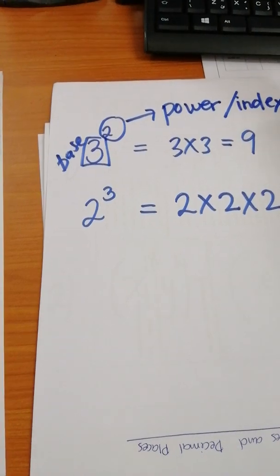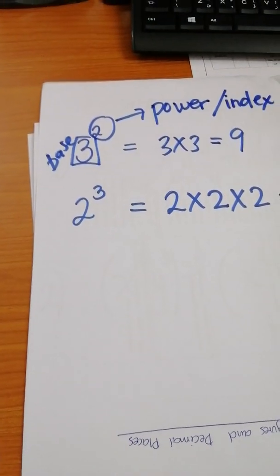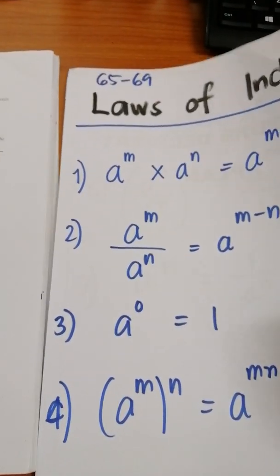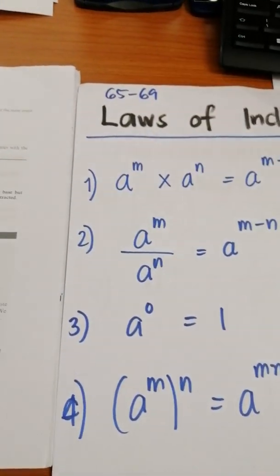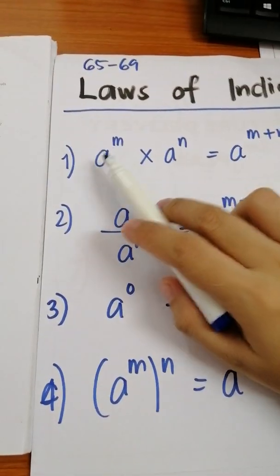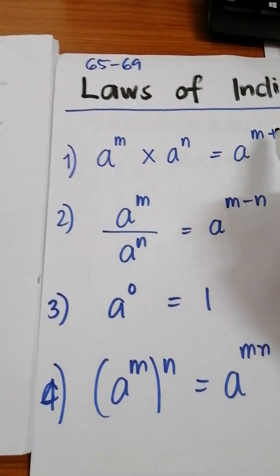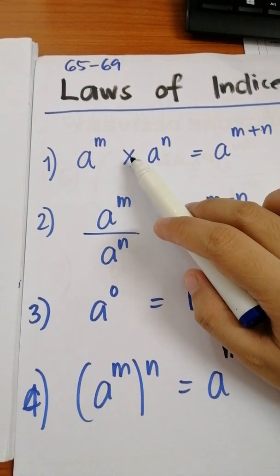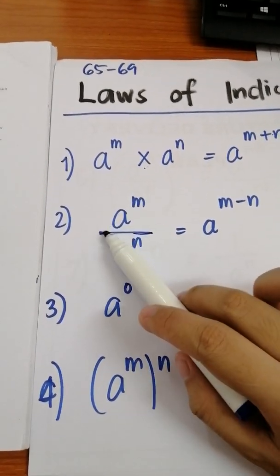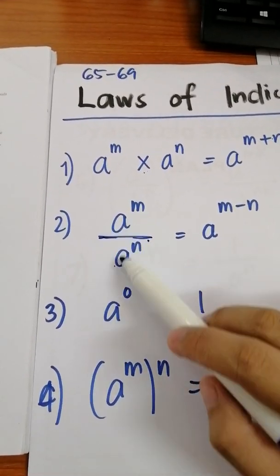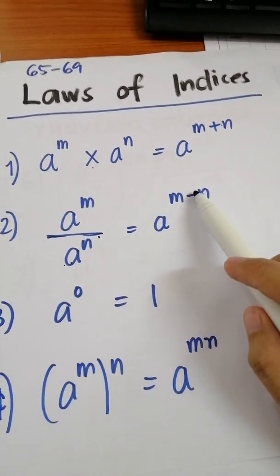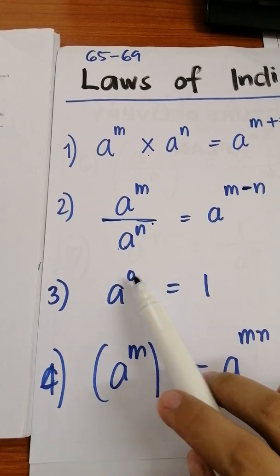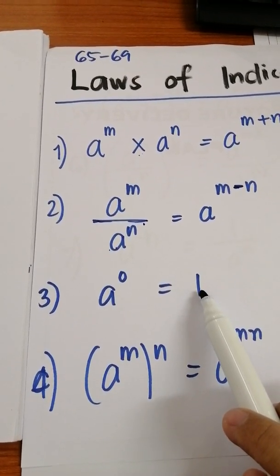Okay, so let's go back now to the laws of indices. Let us have law number 1. For law number 1, if your bases are the same, all you need to do is add the powers if the operation is multiplication. If the operation is division, same base, all you need to do with the powers is subtract them, minus. Any number raised to 0 is always equal to 1.